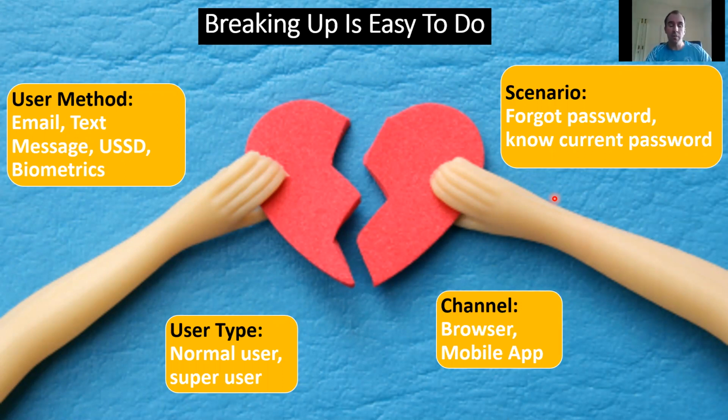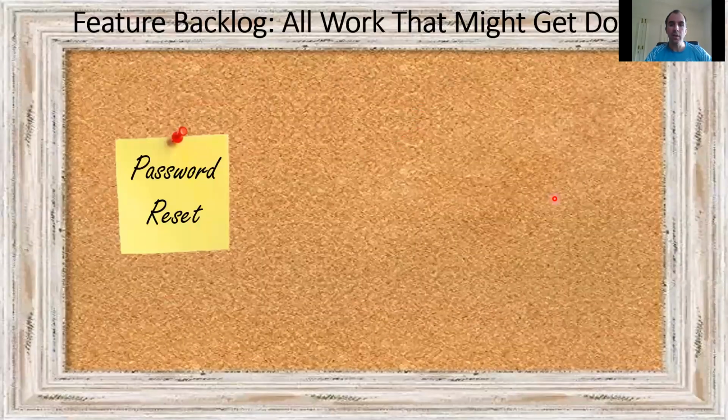Well, that depends on our priorities and the relative size of these various different options. So let's just look at how this might work on a backlog. It's a very simple backlog here. I'm sure yours are much more complex. We start off with password reset.